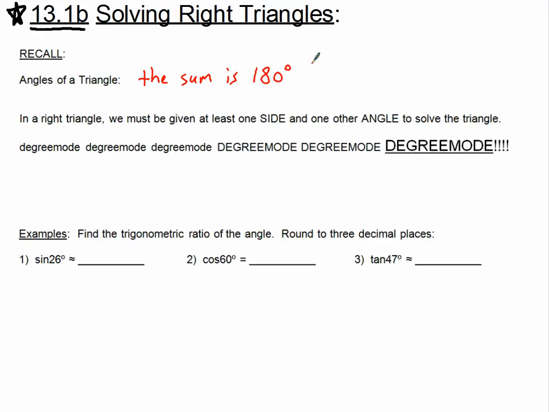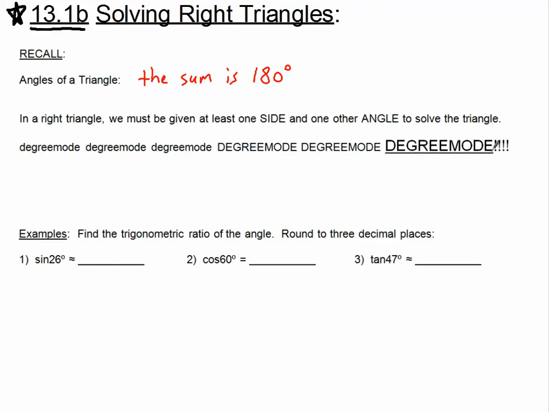Now, when we're trying to solve these right triangles, I have to give you some information. First of all, I'm only going to give you a right triangle for right now. And we must be given at least one side length and one of the other angles to be able to solve the triangle. One other note about our calculator, we must be in degree mode.